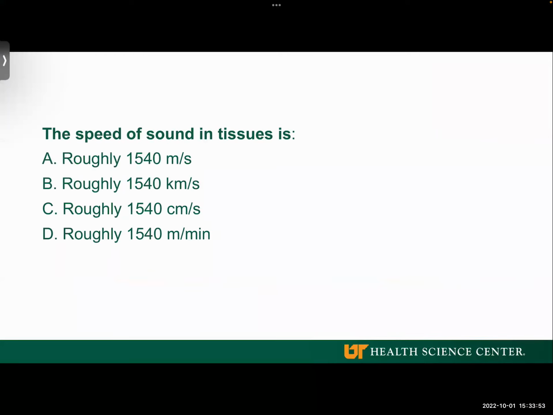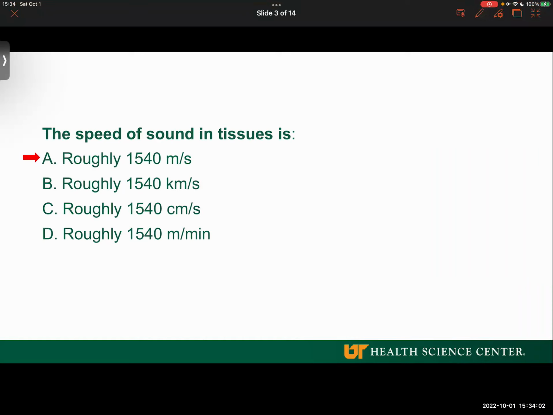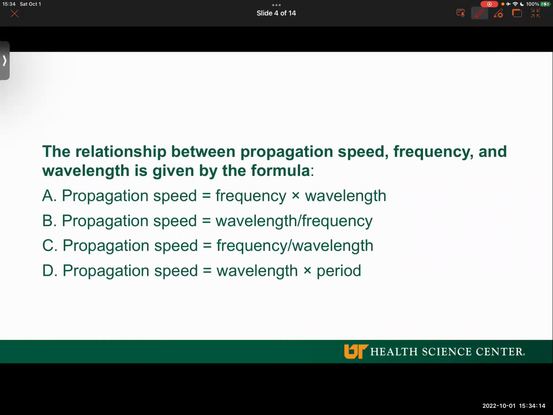So the first question is, the speed of sound wave in tissues is, and the answer is 1540 meters per second. And again, for the purposes of the exam, we need to remember the other unit, which is 1.54 millimeters per microsecond. The relationship between propagation speed, frequency, and wavelength is given by the formula: propagation speed equals frequency times wavelength. And again, the units are very important. I keep mentioning the units because that's the way they will give you the same answers, but different units. So we need to know which unit we use.